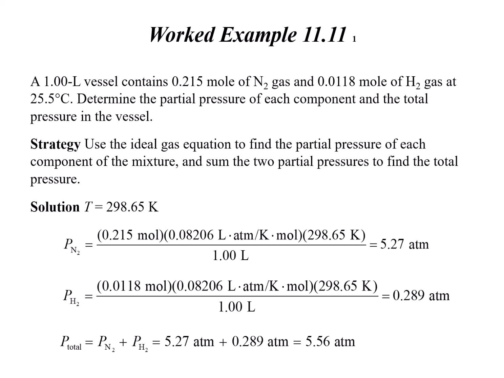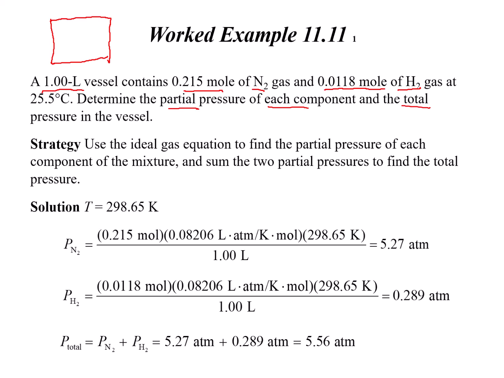All right, so let's look at this question. It says you have a liter container vessel. So when in doubt, if you're struggling on a problem, draw a picture. So I'm going to put my box here, and I'm going to say, okay, my box has a volume equal to 1 liter. And it has 0.215 moles of nitrogen gas, and it has 0.0118 moles of hydrogen gas. Determine the partial pressure of each component and the total pressure.